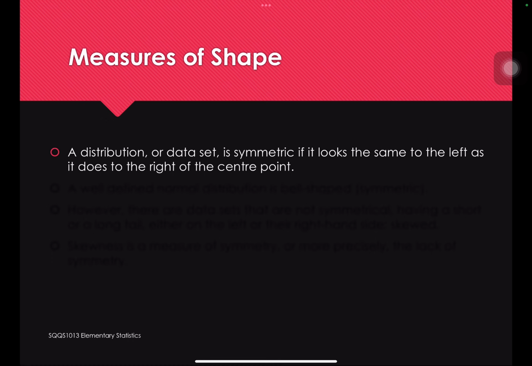Do you have idea what is shape? Skewness. Symmetrical, right or left. That is shape. A distribution or data set is symmetric if it looks the same to the left as it does to the right of the center point. So symmetric is, I hope you imagine this way, that is symmetrical. Agree? Okay. What else do we have?